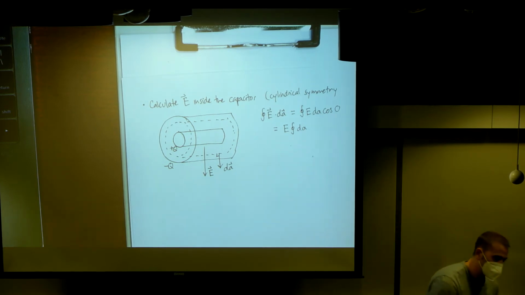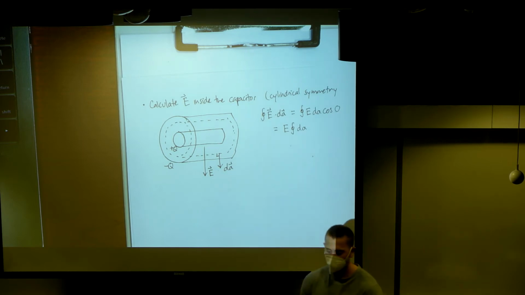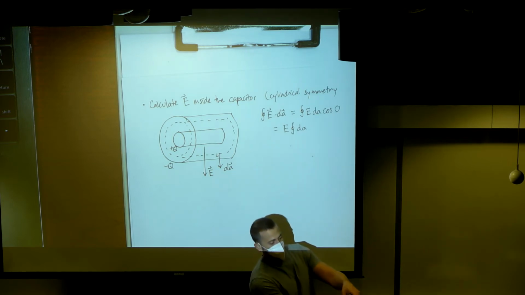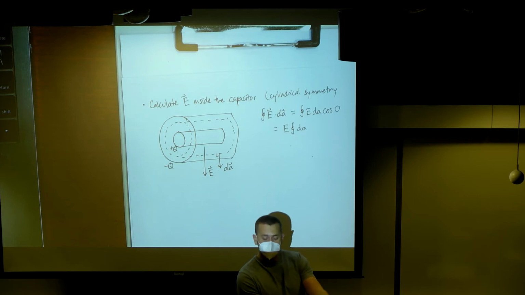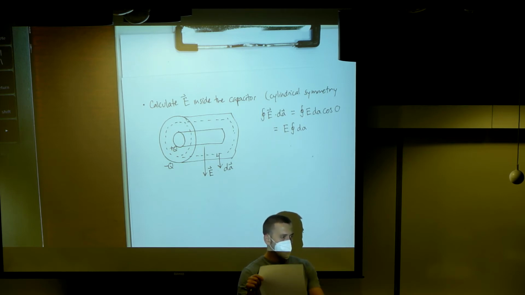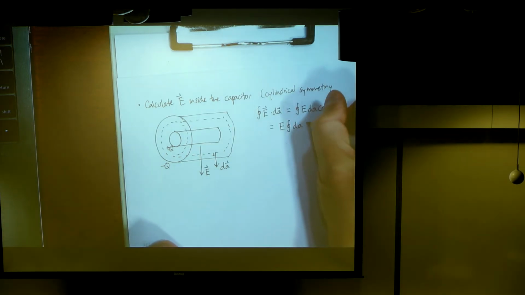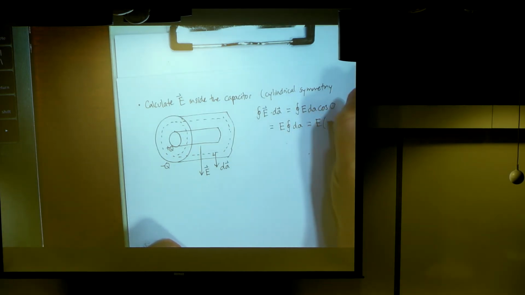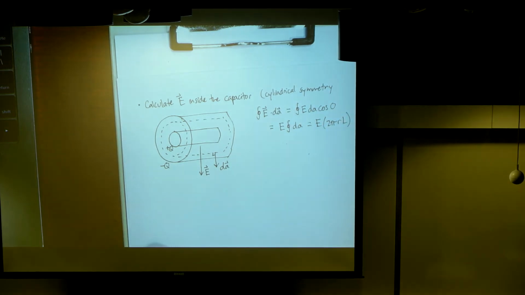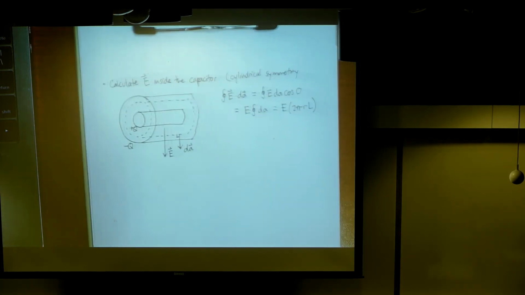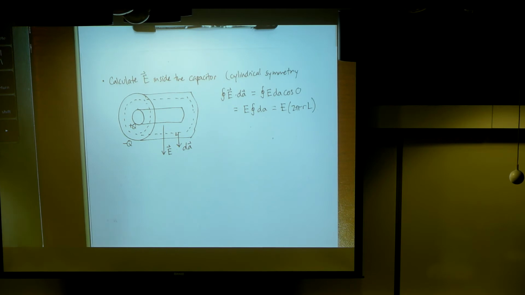So remember the trick for this one? Take a sheet of paper, imagine rolling that up into a cylinder, and then unfolding it, right? That's the area we're talking about. This is the length, this is the circumference, right? So it's just E times 2 pi r, that's the circumference, times L, that's the length. So remember where that came from, right?